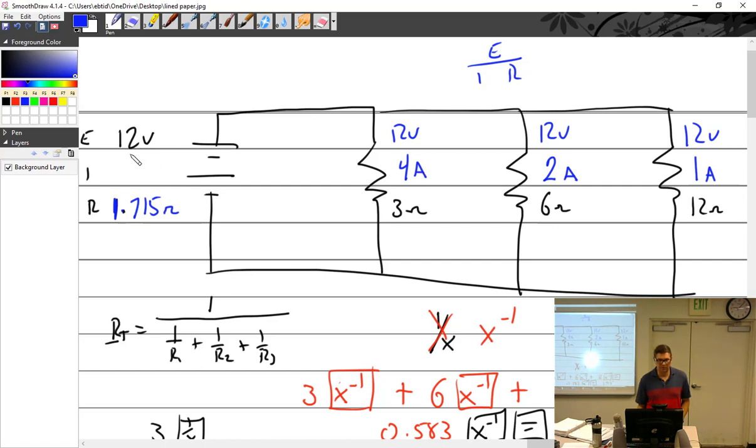And 12 divided by 1.715. Well, 7 amps. We can just count 4, 5, 6, 7. But I'm going to check it. So E, 12, divided by 7 equals 1.714. Close enough.